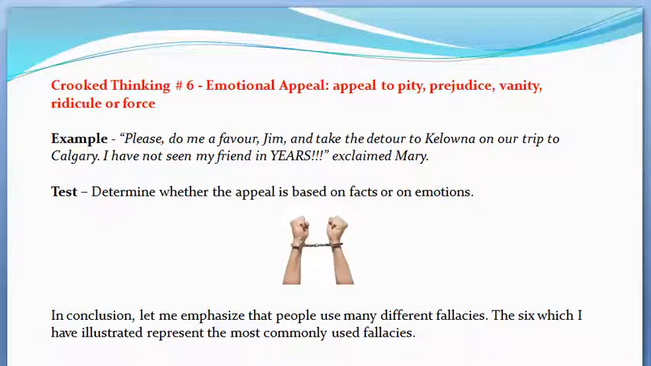Crooked thinking number 6, emotional appeal, appeal to pity, prejudice, vanity, ridicule, or force. Example, "Please do me a favor, Jim, and take the detour to Kelowna on our trip to Calgary. I have not seen my friend in years," exclaimed Mary. Test, determine whether the appeal is based on facts or on emotions.